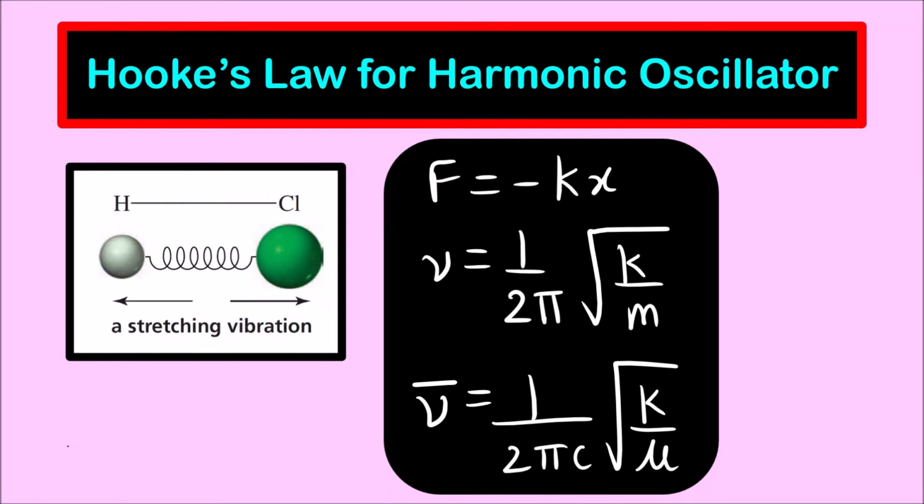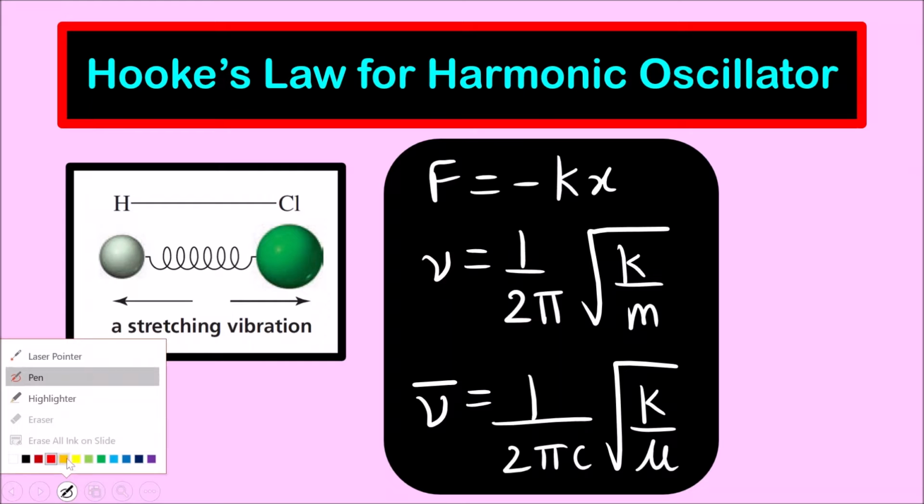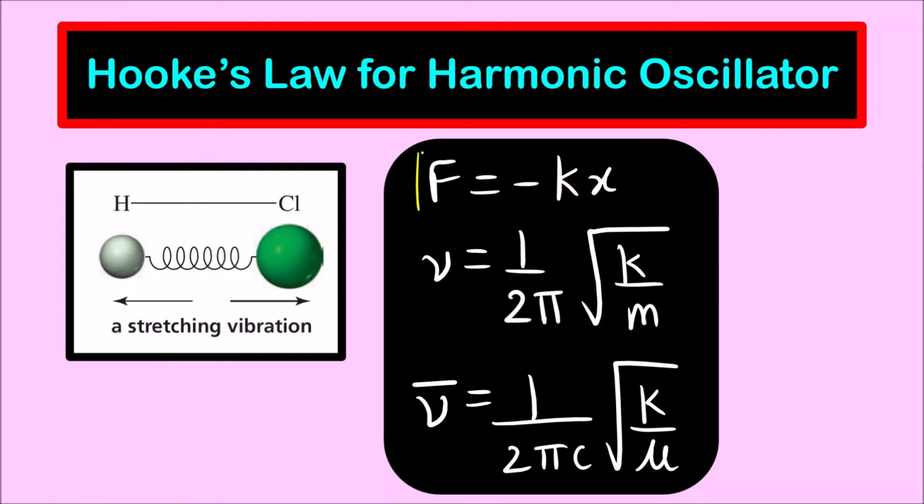The first equation you can see is for Hooke's law, that is F is equal to minus kx. This is the equation of Hooke's law, and this nu and nu bar are the expressions for frequency and wave number. These are the results that we are going to use, and we are also going to see the derivation of these equations so that we can know exactly how we get them.